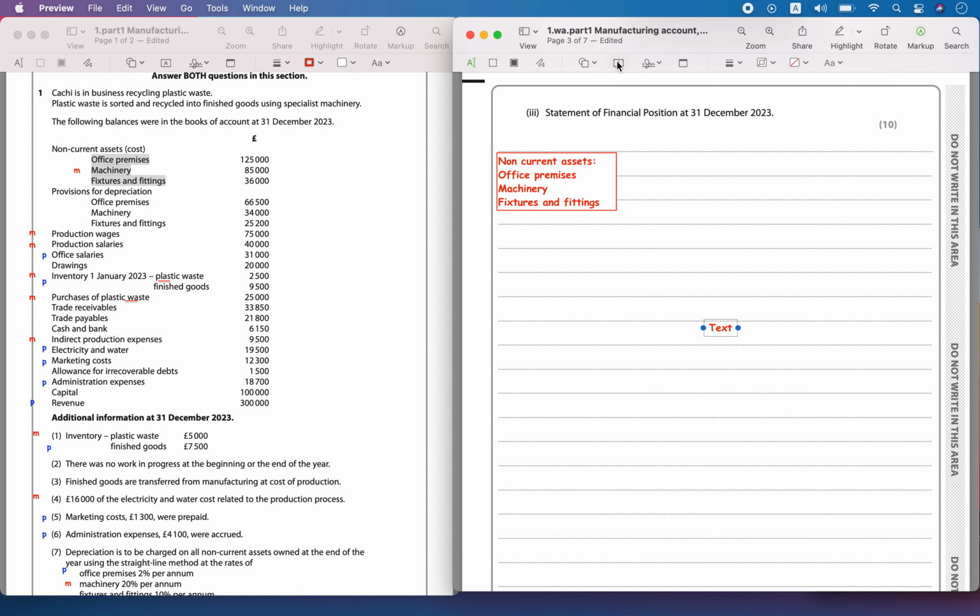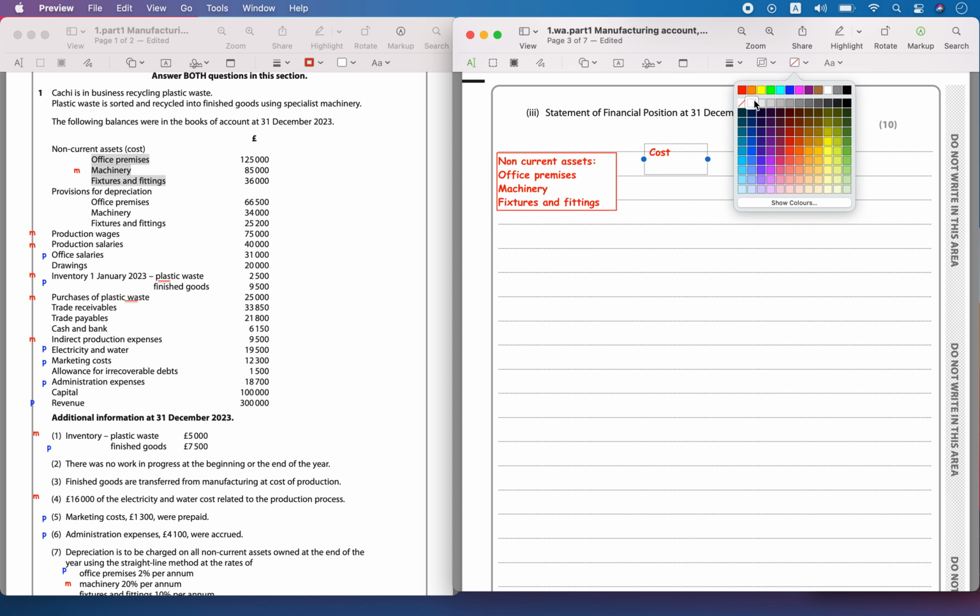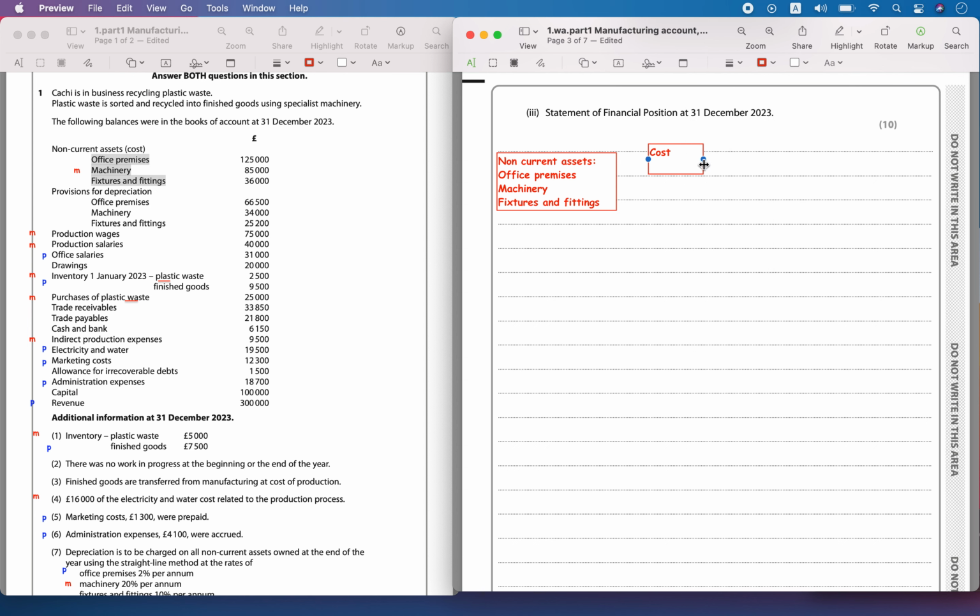Now the first column is going to be the cost. The cost for all of them is going to be 185. So the cost remains the same. Let's put the cost for all of the three.